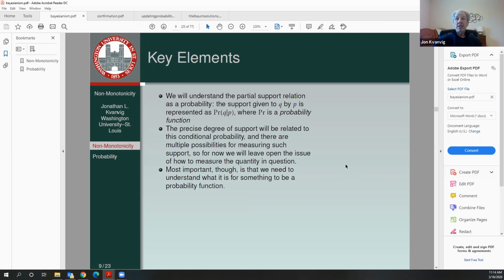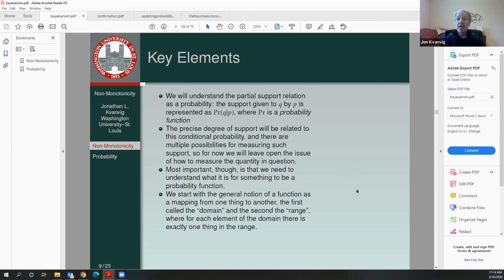So PR is a probability function. What is a function? A function is a mapping from one thing to another, the first called the domain and the second the range, where for each element of the domain, there's exactly one thing in the range. So you could have a function that maps, say, the whole numbers onto the odd numbers. You start with the first whole number, and you map it onto the first odd number. You take the second whole number, map it onto the second odd number, and so on.